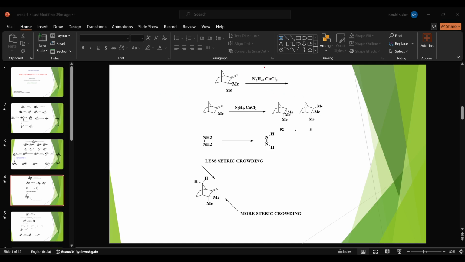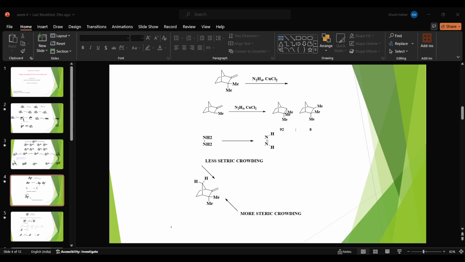What will happen? We will get this product as 92%, and the other product we got as 8%. In the presence of copper chloride, the diimide is formed, and that diimide will react. I'll show you how the mechanism happens. This is hydrogen, and this is hydrogen. If you have an alkene, then it will attack, and nitrogen gas will be evolved in this reaction.